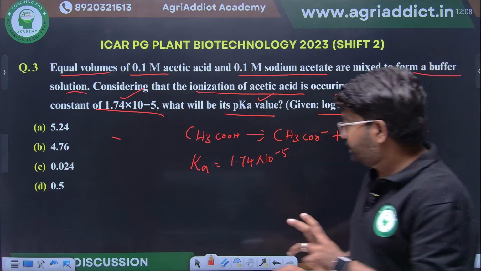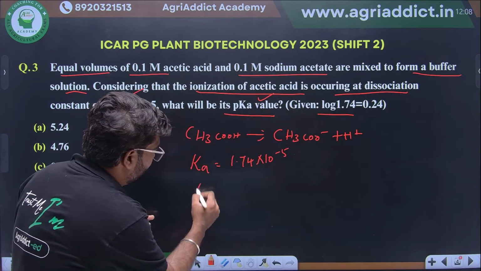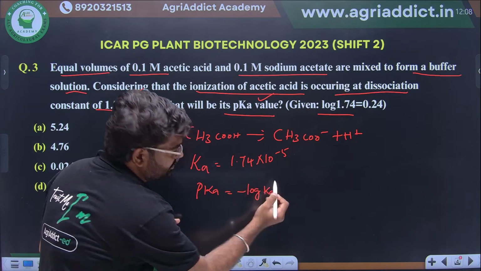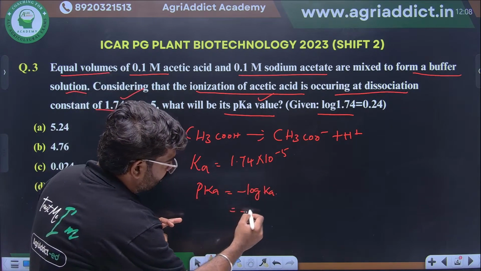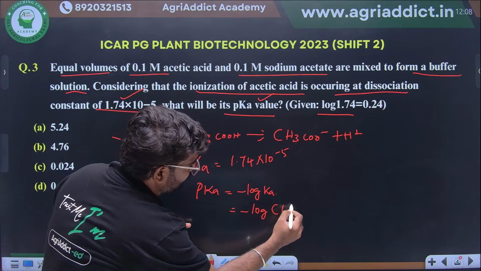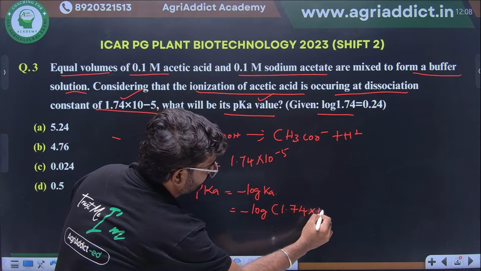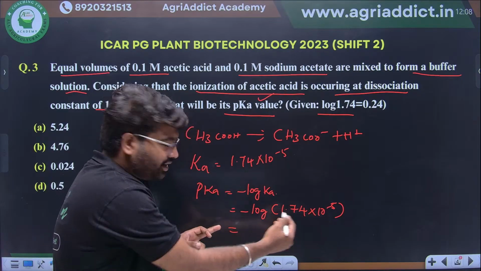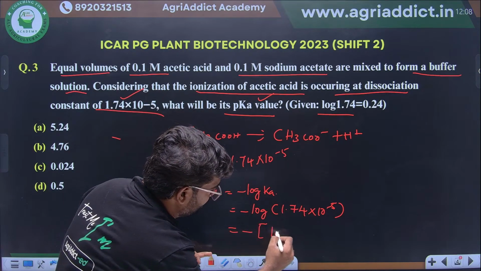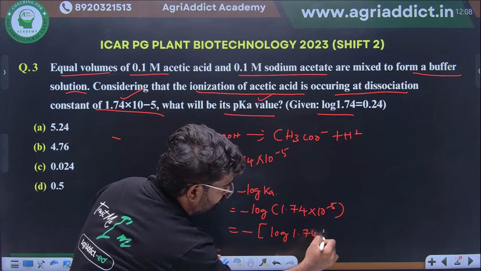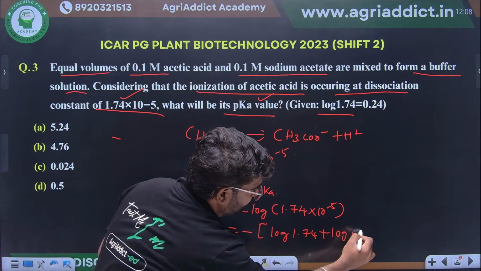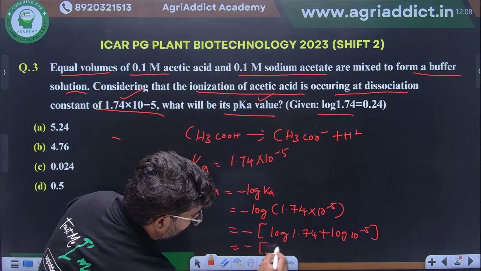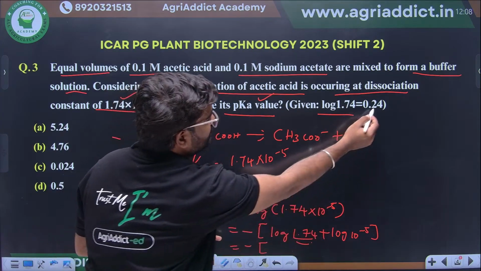We know the pKa formula. pKa is equal to the negative logarithm of Ka. This is very simple. So, negative logarithm of the Ka value, 1.74 into 10 to the power minus 5. Just as log A into B is log A plus log B, I am writing log 1.74 plus log 10 to the power minus 5. If I further simplify this, what will come? Log 1.74 value is what? 0.24.